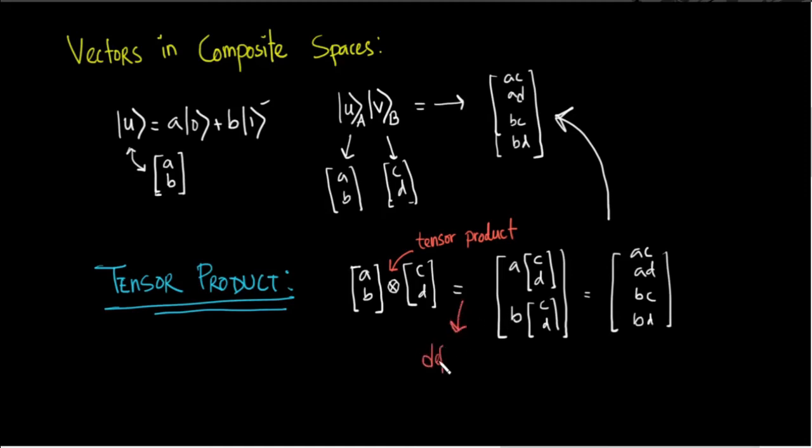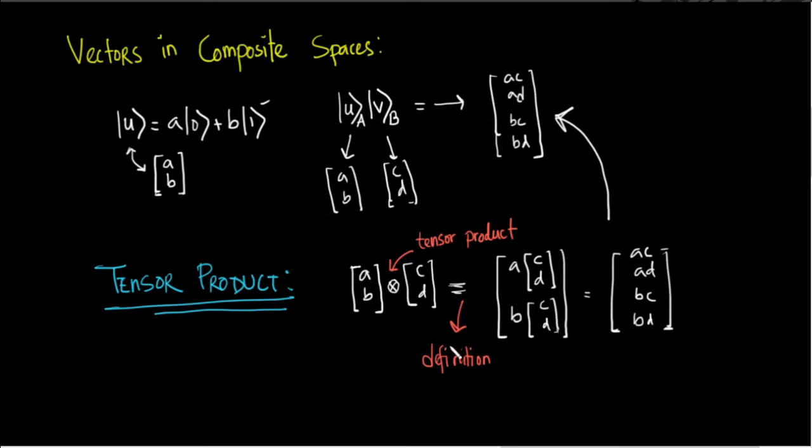This is the definition of a tensor product. If we have one vector with components A and B, the first vector of the first space, and the second vector of the second space with components C and D, then the components of the vector in the product space, the combined space, will be the tensor product of these two vectors. And the definition of the tensor product is you take the first element of the first vector and write the second vector whole, and you take the second element of the first vector and write the second vector as a whole.